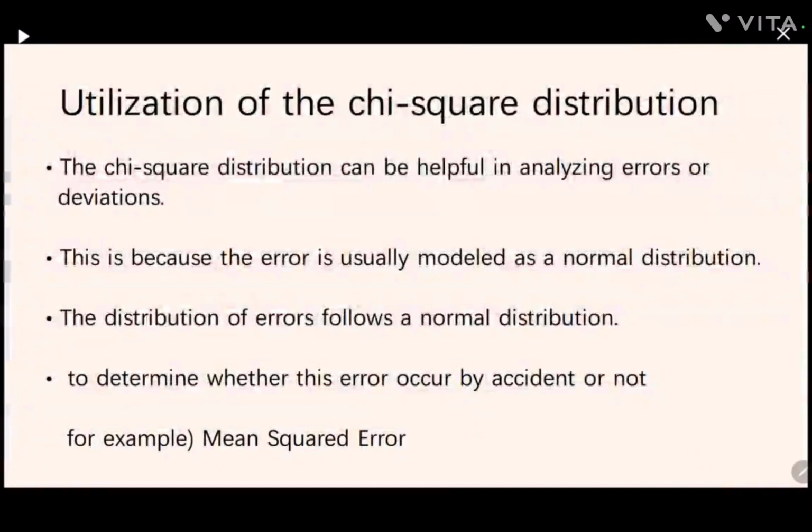In conclusion, the chi-square distribution is used to verify the error. Its utilization is important in that we can determine whether this error is accidental or has hidden meanings, because the error is usually due to unpredictable reasons.